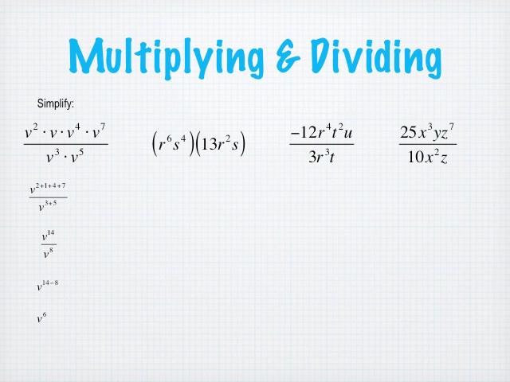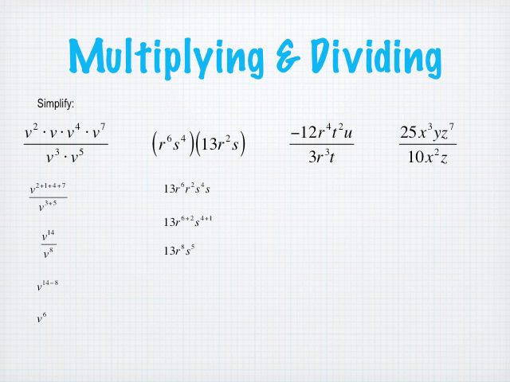Now for the next one, I've got more than one variable going on. So I have r to the 6th, s to the 4th, 13r squared s. So we have 13, r to the 6th, r squared, s to the 4th, s. You don't need to rewrite it, but I think it's helpful sometimes to do that. Okay, the r to the 6th and r squared can be combined. Altogether, I'd have 8 r's. And my s to the 4th times s, altogether, I'd have 5 s's. So I have 13 r to the 8th, s to the 5th.